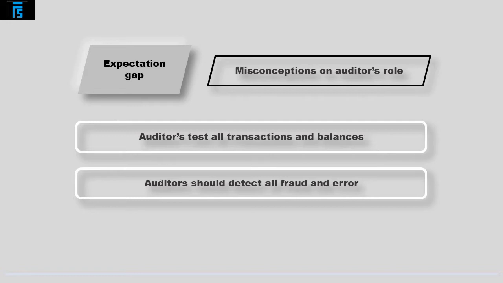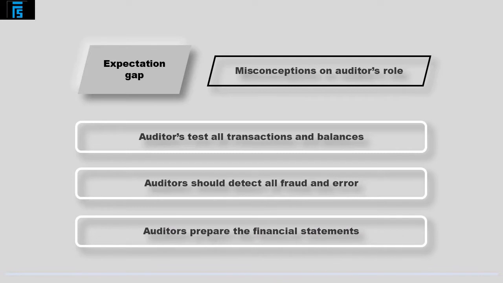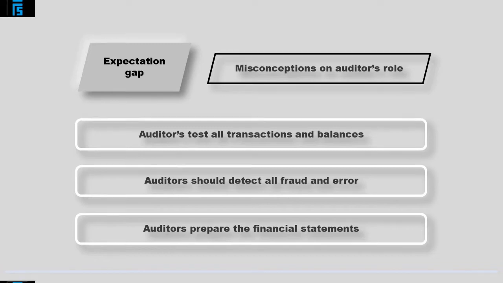And many believe it is the responsibility of the auditors to prepare the financial statements. This responsibility always lies with the directors of the company, not the auditors. This is known as the expectation gap. Ideally, auditors wish to reduce this gap as much as possible to ensure everyone understands the role of the auditor.